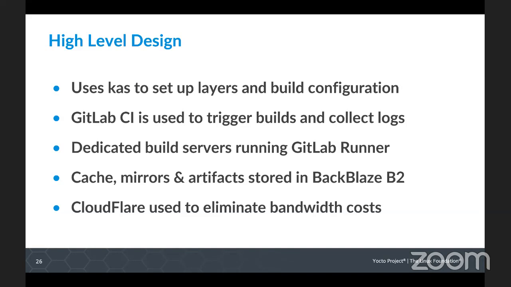We have dedicated build servers running the GitLab runner rather than using the free runners that GitLab provides. This allows us to have more RAM and more CPU resources available to build. We use Backblaze as a low-cost storage solution for cache, for mirrors and artifacts. And we use Cloudflare to eliminate the bandwidth costs for Backblaze. So I'm going to run through this fairly quickly.